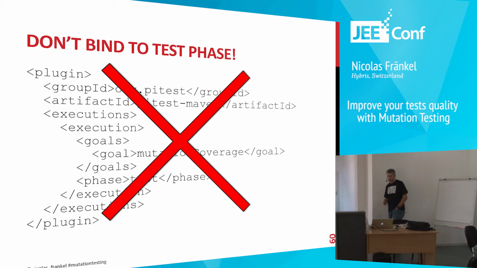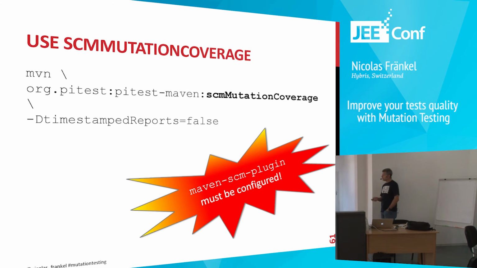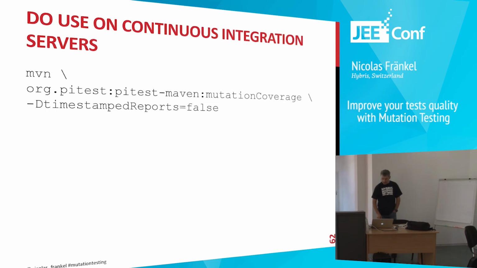So what you will probably end up doing is not bind it to the test phase, and instead having 2 different builds, for example, on your continuous integration server. What you can also do is to use only a fraction of the mutation coverage by not calling the mutation coverage goal, but the SCM mutation coverage goal. So it will only mutation test what has been added since the last test. So, yeah, do use it on a continuous integration server, but use it like this.